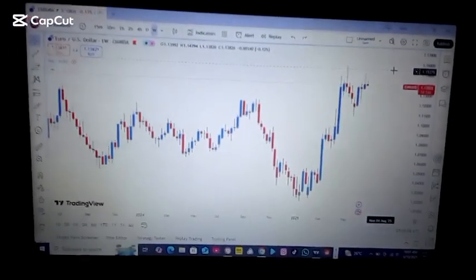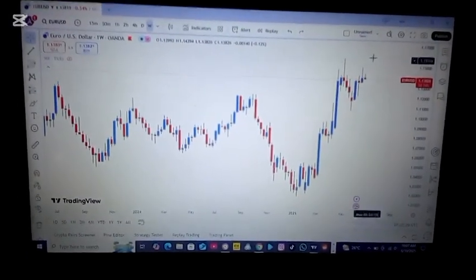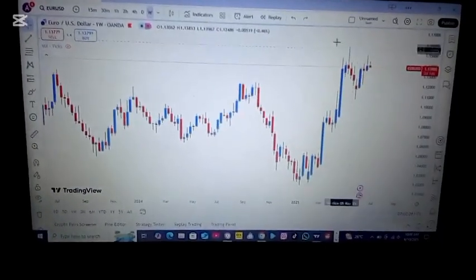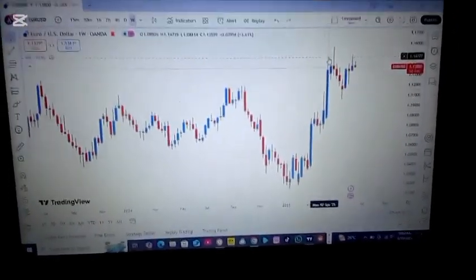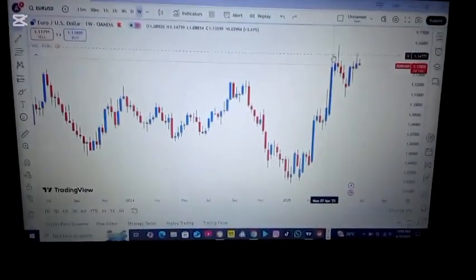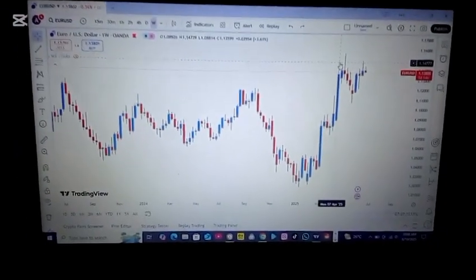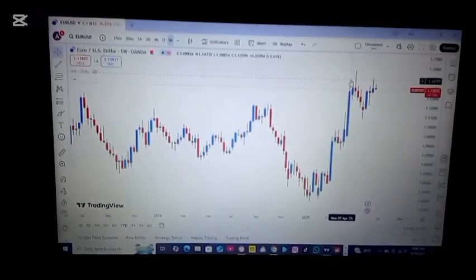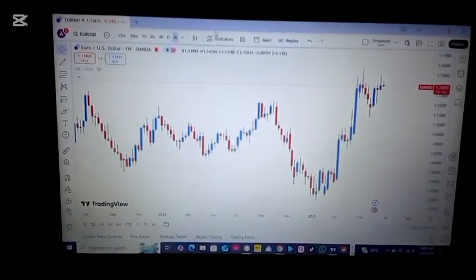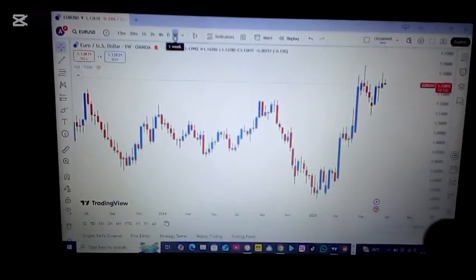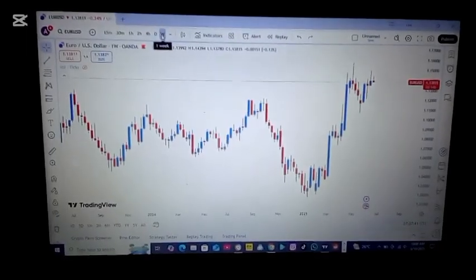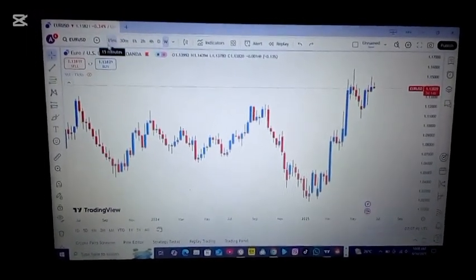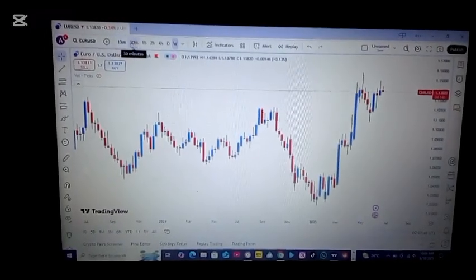Today I'm going to show you the strategy that made me my first $100 as a beginner trader. The name of this strategy is known as the top-down analysis. Just as the name suggests, we are going to analyze the charts and the markets starting from the higher time frame all the way down to the lower time frame.